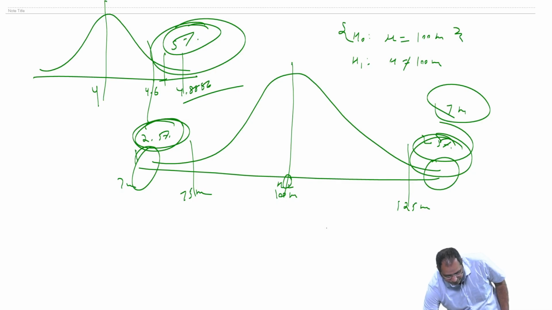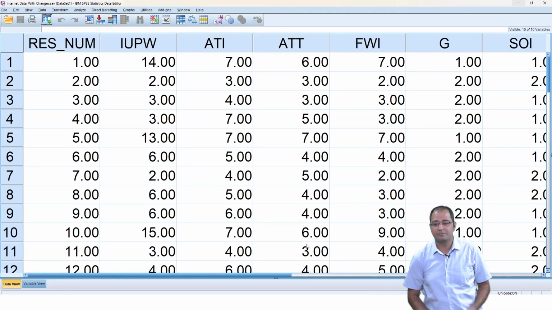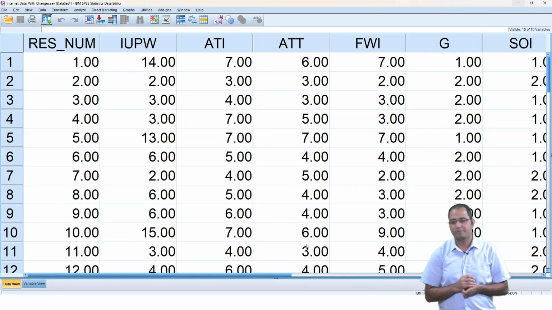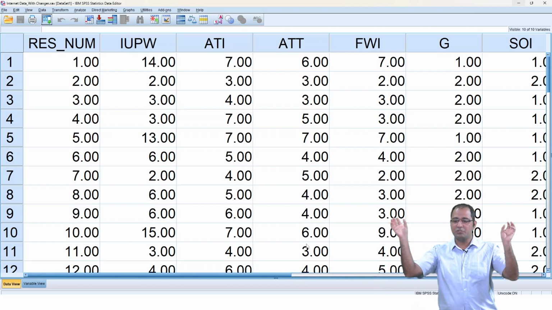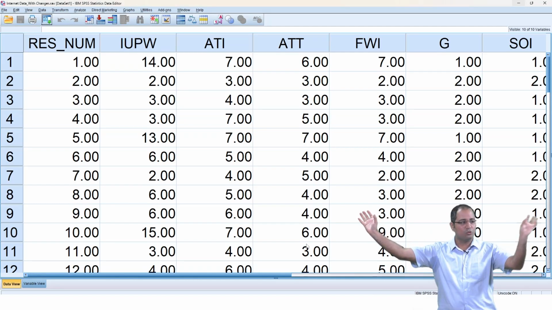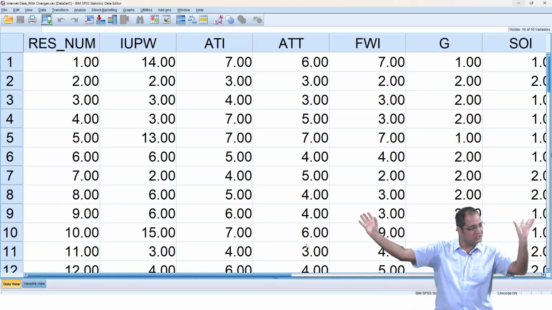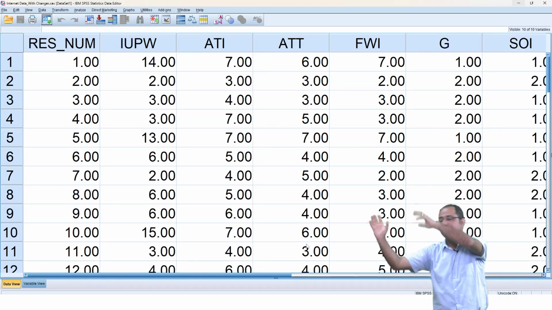Then if you already have the one-sided p, why do we need to divide 0.011 by 2 to get it? Because that was two-tailed. In two-tailed, you have 2.5% here, 2.5% here. Now in one-tailed, you look at all the 5% on one side.